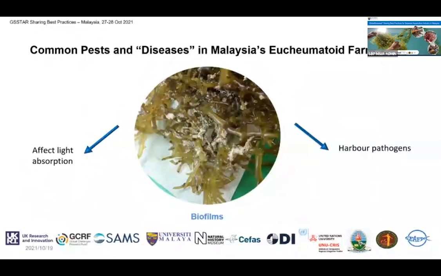Biofilms are also a common sight in eucheumatoid farms. This happens when silt and sediments from the seawater become deposited on the surface of the seaweeds, especially during periods of slow water current. These biofilms may decrease light absorption and harbor pathogens which induce ice syndrome and secondary microbial infection. Farmers are advised to manually shake the cultivation lines to get rid of these biofilms in order to prevent disease occurrence.